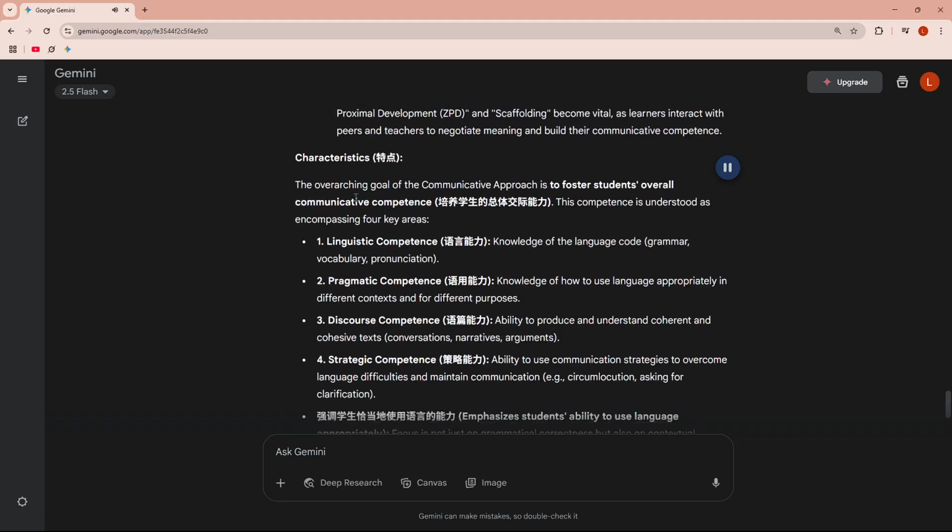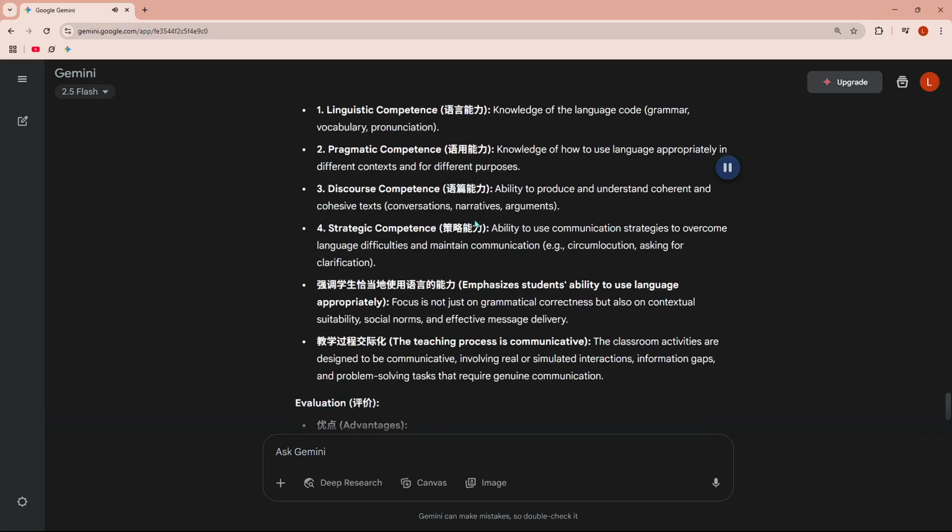Characteristics. Te Dian. The overarching goal of the communicative approach is to foster students' overall communicative competence, Pei Yang Shui Sheng De Zong Ti Jiao Ji Nen Li. This competence is understood as encompassing 4 key areas. 1. Linguistic competence, Yu Yan Nen Li, knowledge of the language code, grammar, vocabulary, pronunciation. 2. Pragmatic competence, Yu Yang Nen Li, knowledge of how to use language appropriately in different contexts and for different purposes. 3. Discourse competence, Yu Pian Nen Li, ability to produce and understand coherent and cohesive texts, conversations, narratives, arguments.